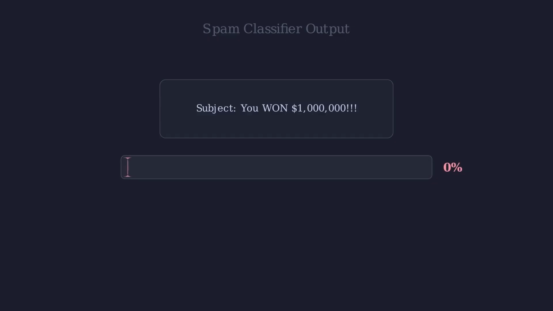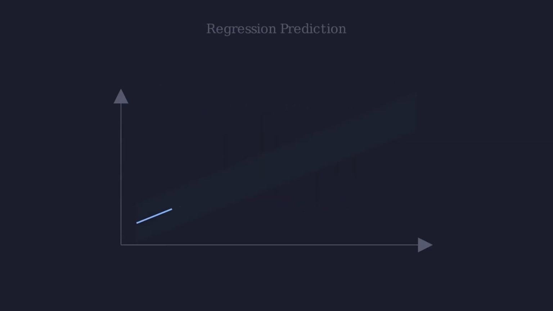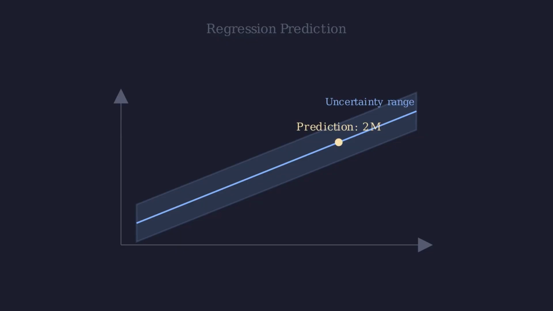Every single model you have ever used or ever will use is a probability machine. When a classifier tells you an email is spam, it is not saying this is spam. It is saying there is a 97% probability this is spam. When a regression model predicts sales of 2 million, it is not saying sales will be exactly 2 million. It is saying 2 million is the most likely value, given everything I know.